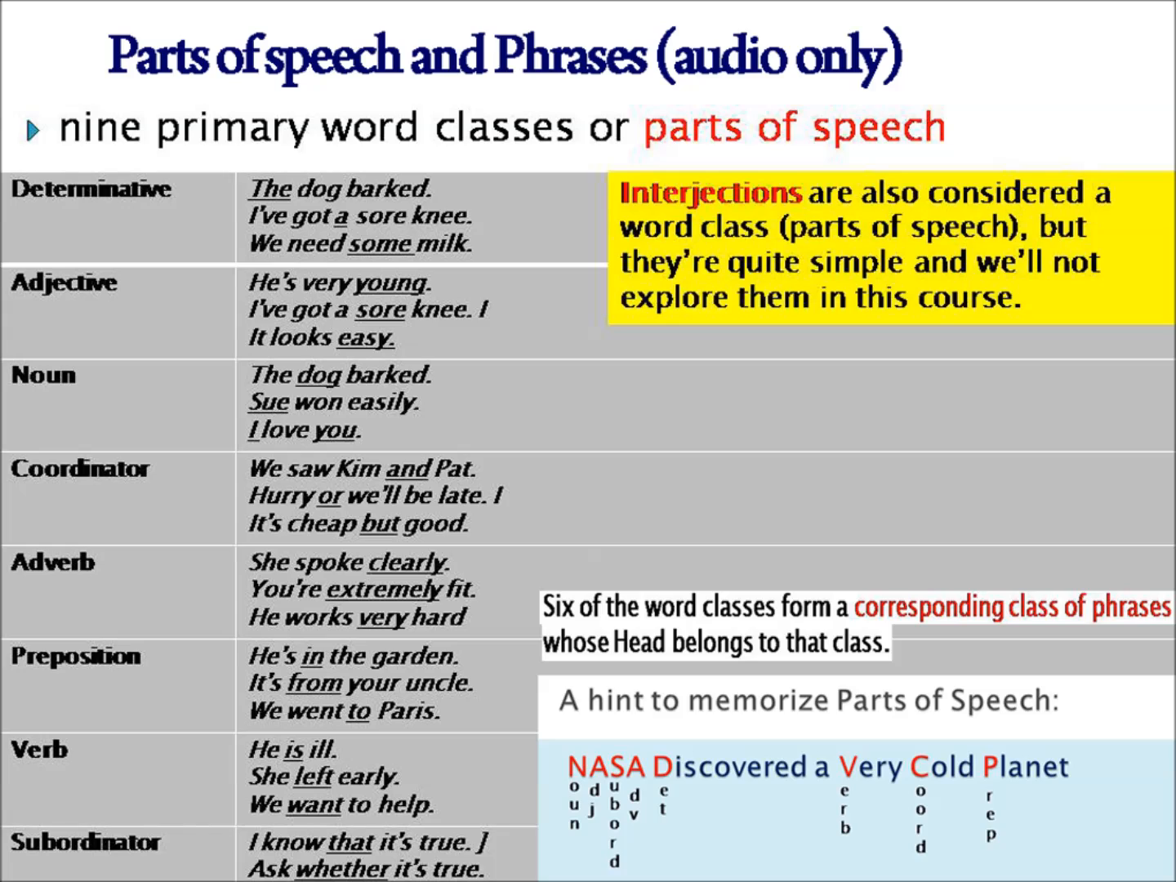Why do you suppose so? They have the same function. Every time a noun happens in a sentence, I can always replace it with a pronoun. So they play exactly the same role. Okay? So they are not a distinct primary class.